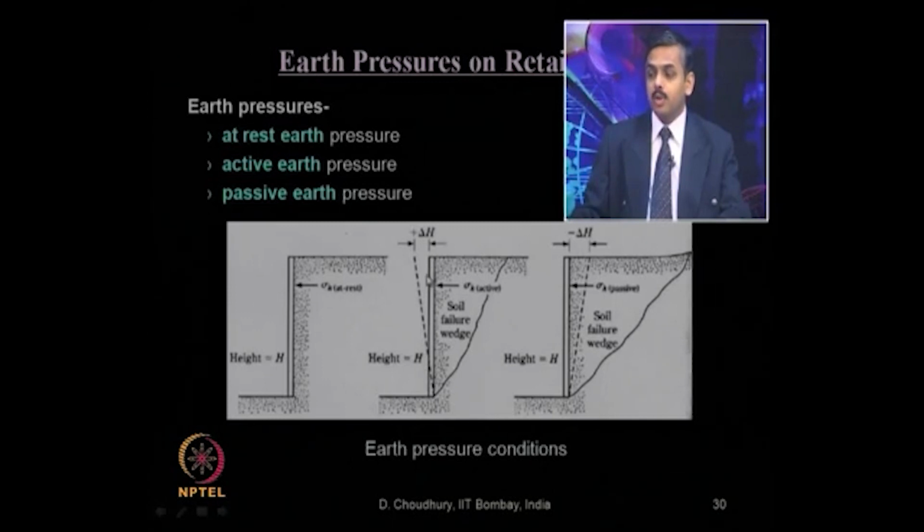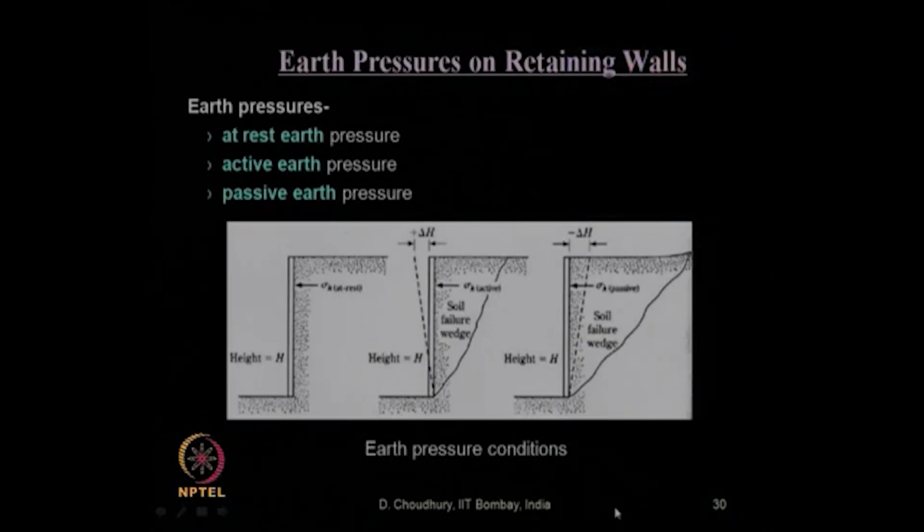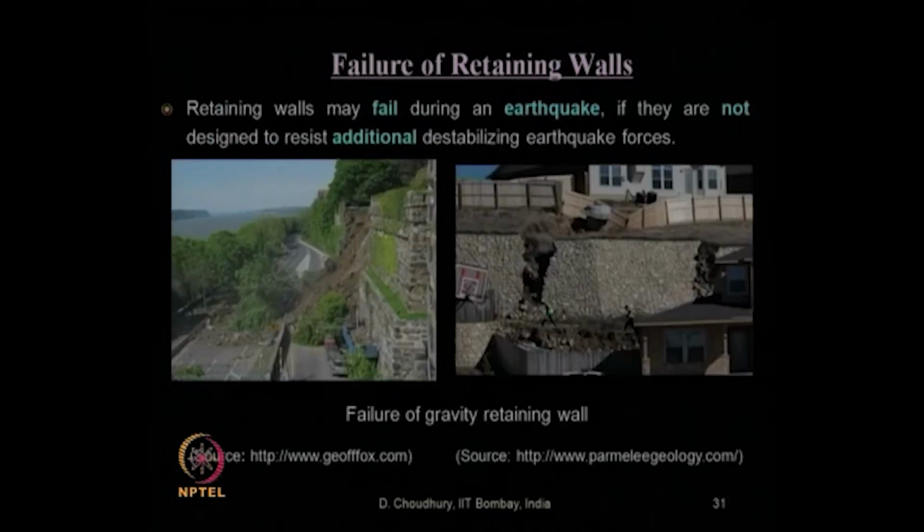Active state of earth pressure: when the wall moves away from the backfill, then the pressure exerted by the soil on the wall is called active state of earth pressure. And when the wall moves towards the soil, then the soil provides resistance which is called passive earth resistance, that is the correct terminology, though we also use the terminology passive earth pressure. So, these are the three different types of earth pressure, as we all know from our basic knowledge of geotechnical engineering.